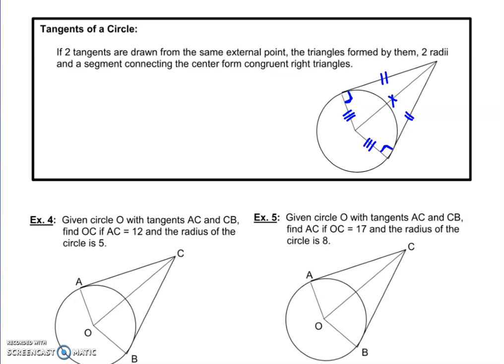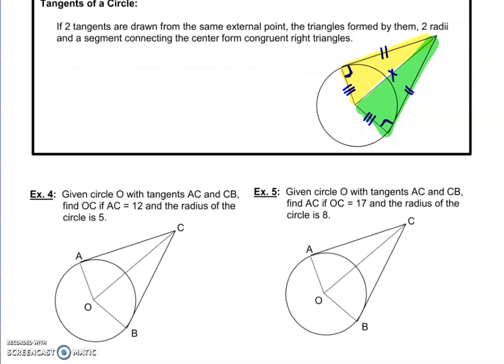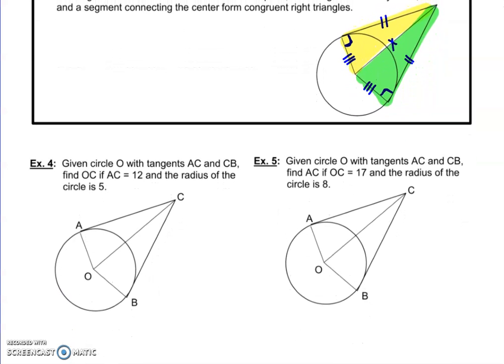So it forms two congruent right triangles. All right, maybe I'll highlight these. So this yellow triangle here is congruent to that green triangle there. All right, not a ton of work to show for these.